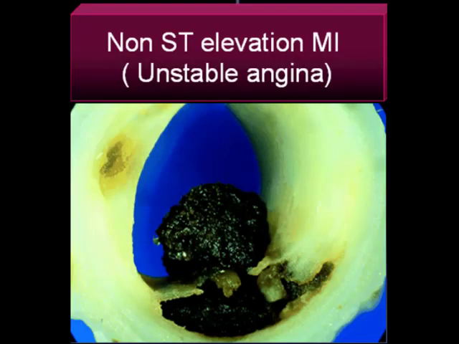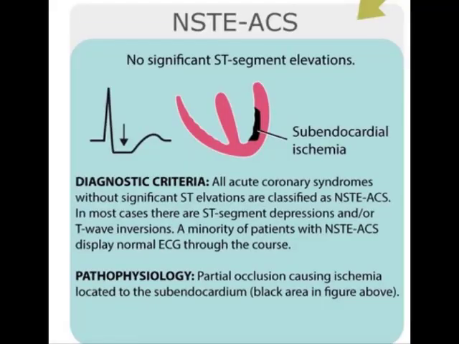In non-ST segment elevation acute coronary syndrome, there is partial occlusion of a major vessel or complete occlusion of a minor vessel causing unstable angina or partial thickness, subendocardial MI.